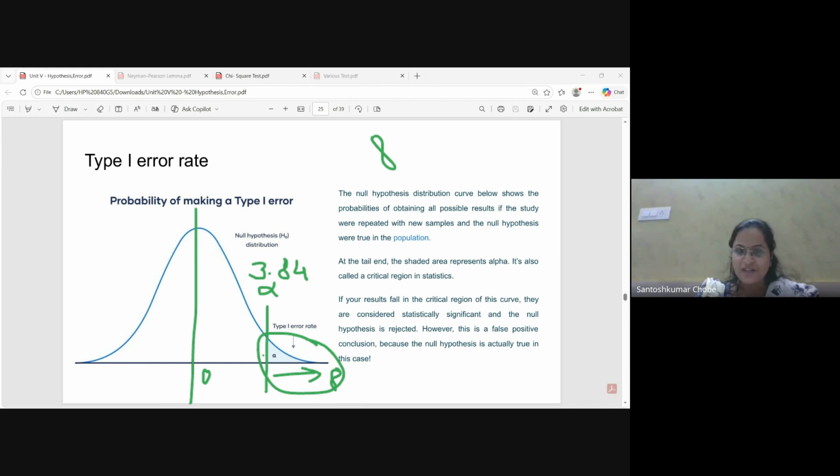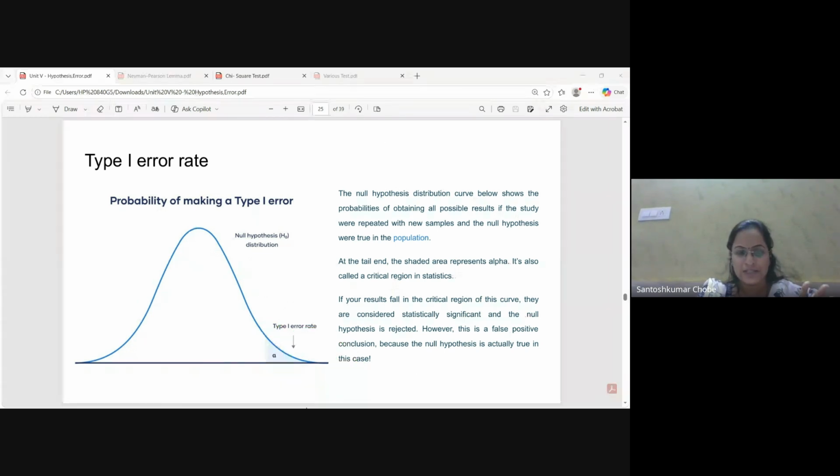So what does it mean? My value lies in the critical region, correct? If the value lies in the other region, I will be accepting the null hypothesis. If the value lies in this particular region, I am supposed to reject the null hypothesis, correct? I hope this is clear with all of you. I'm supposed to reject the null hypothesis in this case, correct?